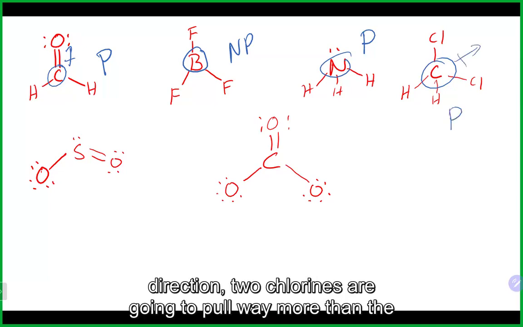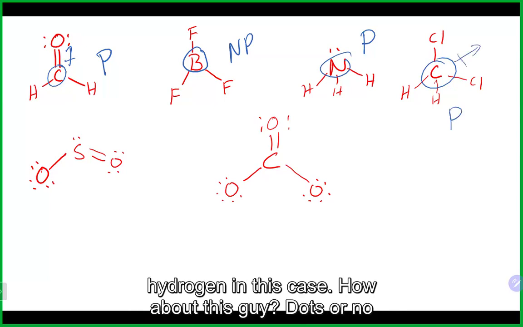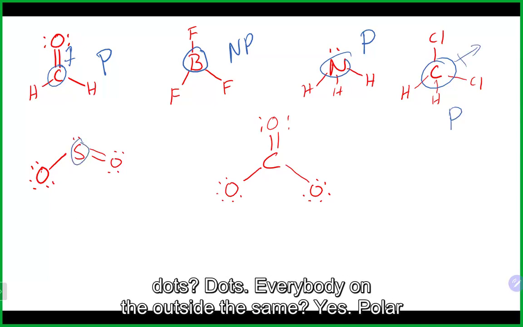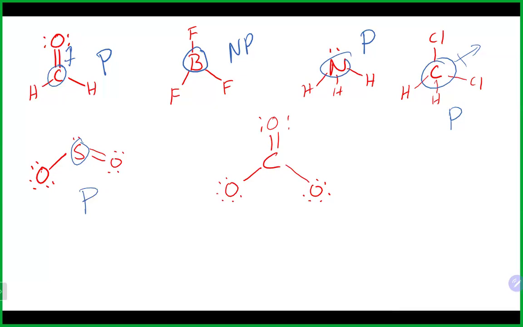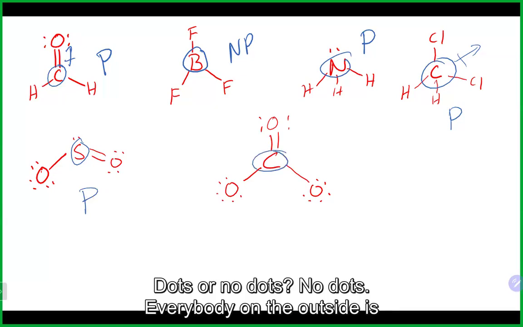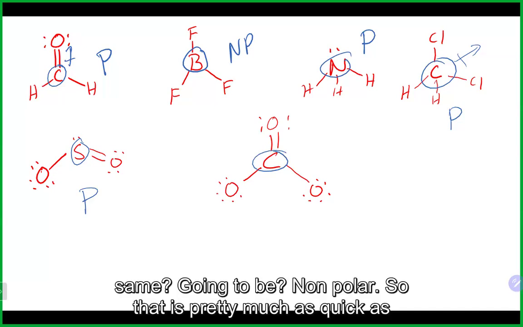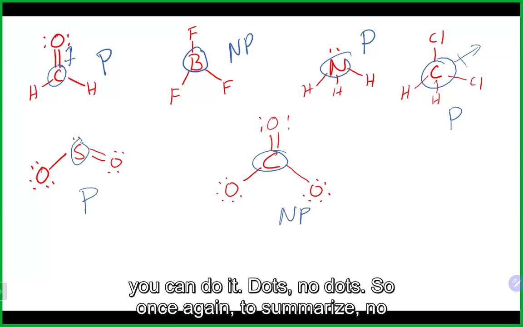Heading in this direction, two chlorines are going to pull way more than the hydrogen in this case. How about this one? Dots or no dots? Dots. Everybody on the outside the same? Yes. Polar or non-polar? Polar. Dots, everybody the same, polar. Dots or no dots? No dots. Everybody on the outside is the same, so it's going to be non-polar. That is pretty much as quick as you could do it.